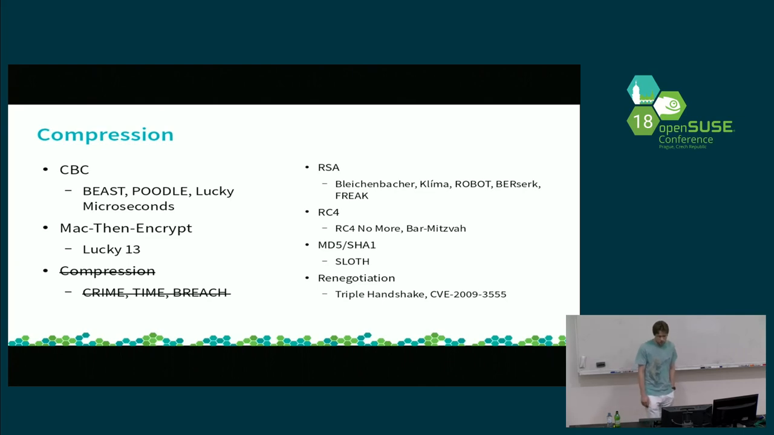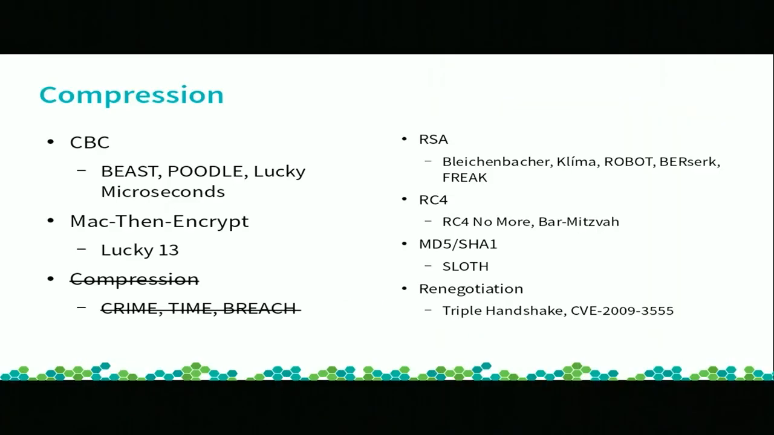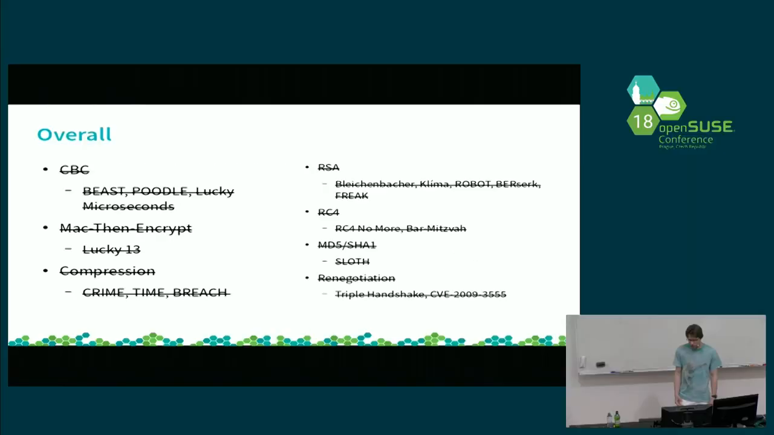Well, so here's again the list of the attacks I showed previously, and compression gone. Non-AEAD ciphers, that also includes RC4, again. RSA, gone. So basically all these classes should be eliminated in TLS 1.3.